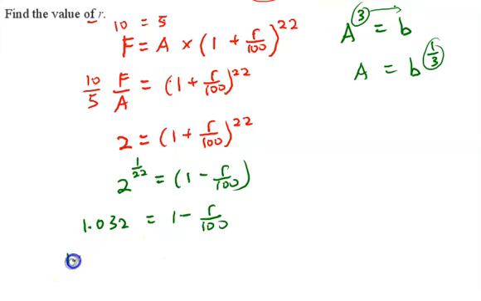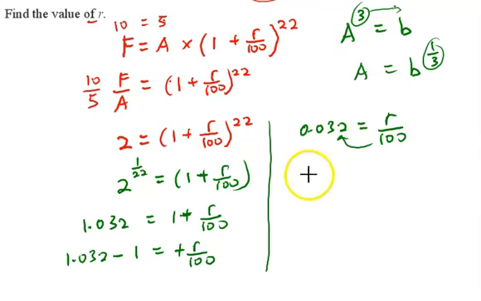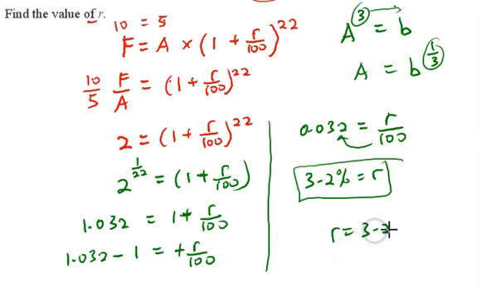Then we just have to find the R value. So we have to minus 1 from that. Oh, sorry, it's plus. So here you'll be getting 0.032, which is R over 100, and 100 will be multiplied over here, and you'll be getting about 3.2%. So this is your R value. So that's all for this chapter.